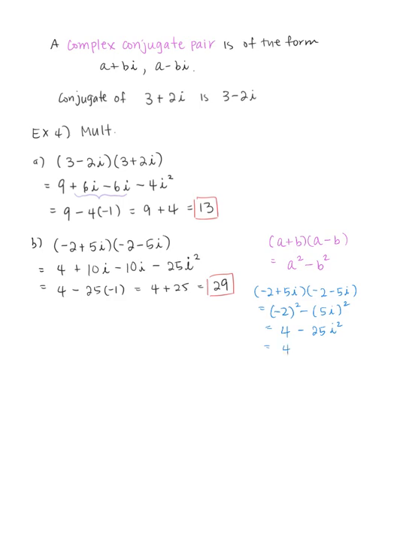So you're still going to get 4 minus 25 times the negative 1. And here we go, we can get 29. So this is just a little shortcut way to do it, but feel free to use that.